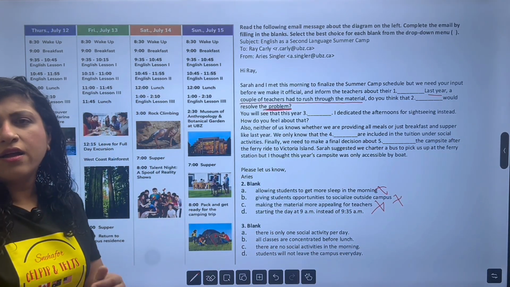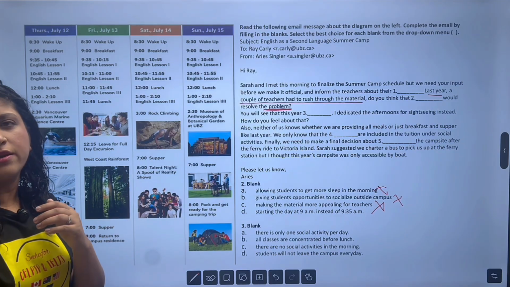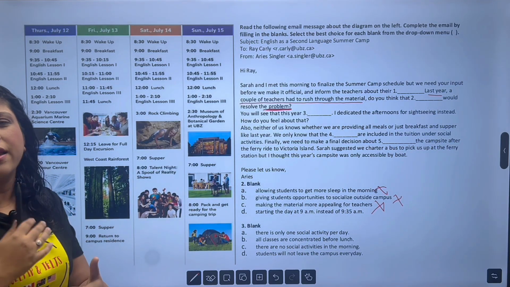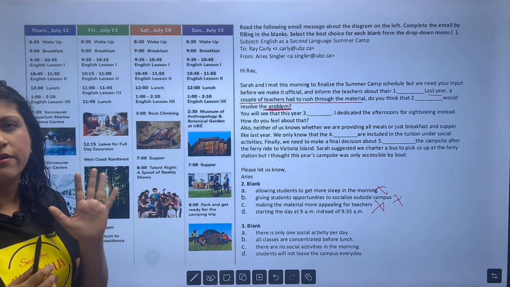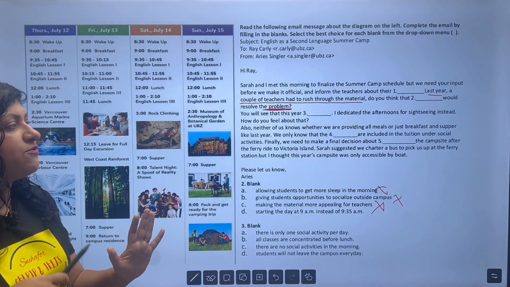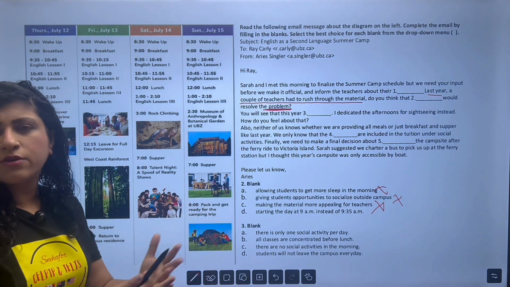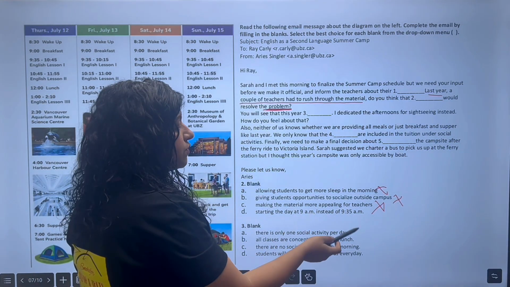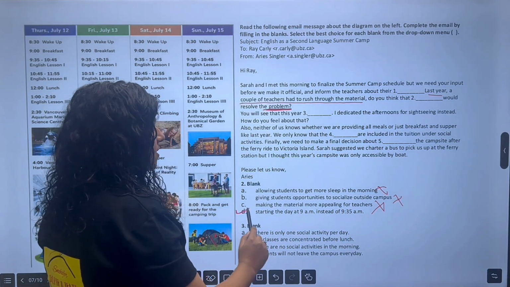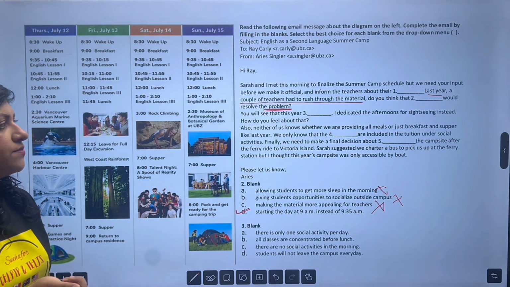Obviously, if you start the day earlier, instead of 9:35, if we start the day at 9 this year, that means we have half an hour extra each day. So that means we have more time to cover the course, to cover the activities. So the teachers won't have to rush through the material. So that would be D for question number 2.